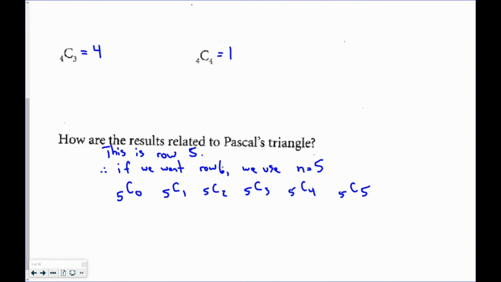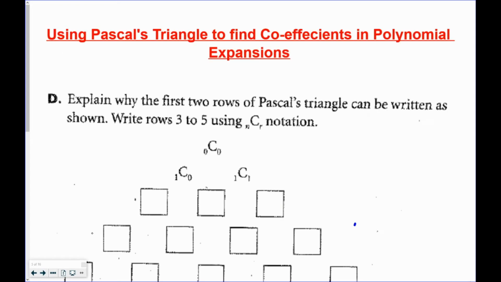So, remember, the row number tells you how many terms. Okay? And if you were to use n equals 6, you would actually get an extra term. So you just got to remember that if you're using combinations, the n value is 1 less than the row value. So the n value is the row number minus 1. That's another way you can calculate Pascal's triangle.